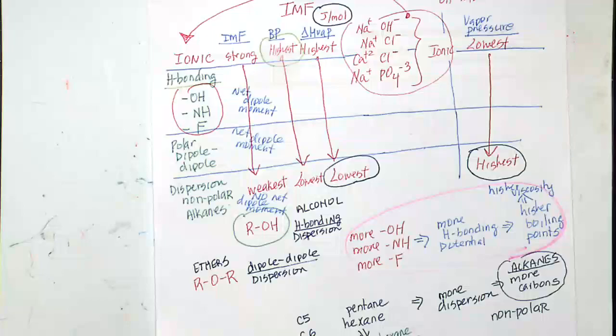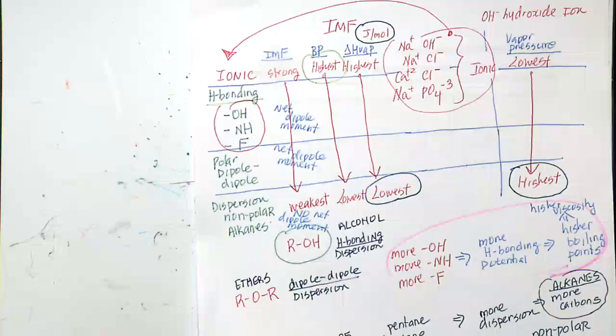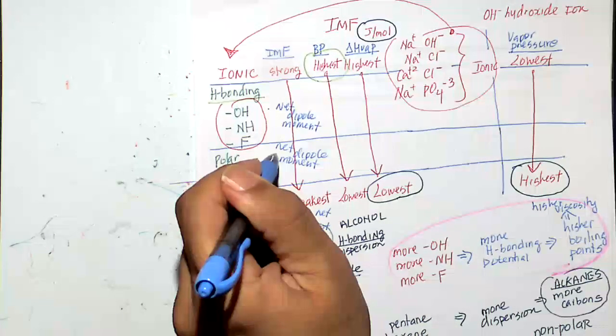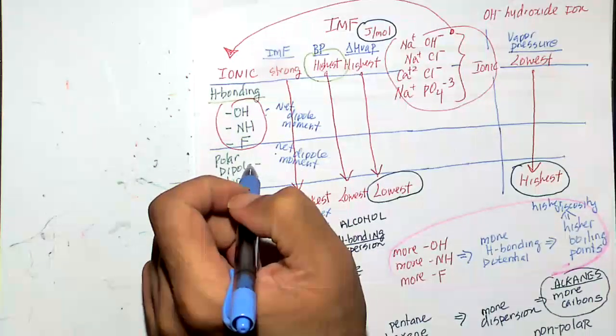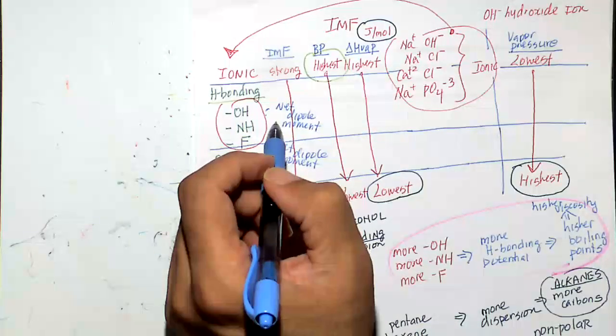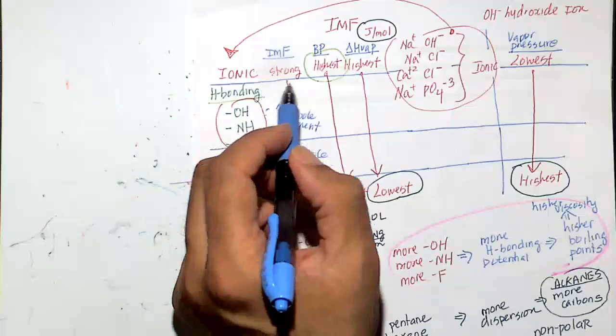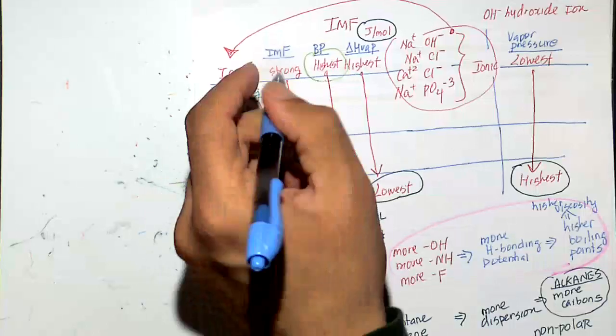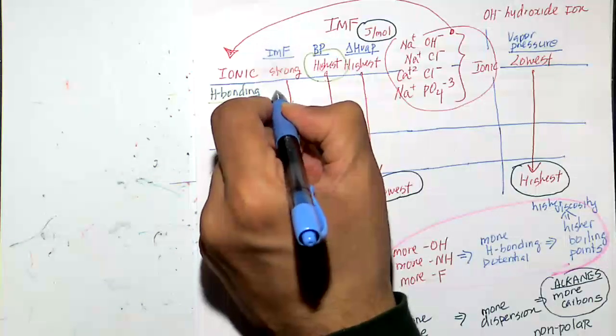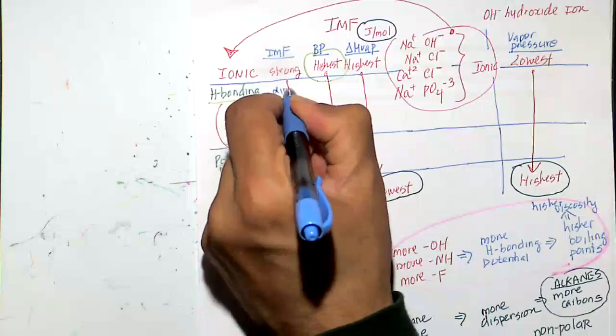I don't know if you went through this already, but the difference between ion-dipole and then just dipole-dipole forces. So these are dipole-dipole forces. Hydrogen bonding and polar molecules, they have a net dipole moment. So these are dipole-dipole. This is dipole-dipole. This is dipole-dipole, but hydrogen bonding.